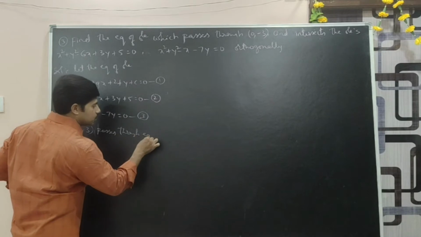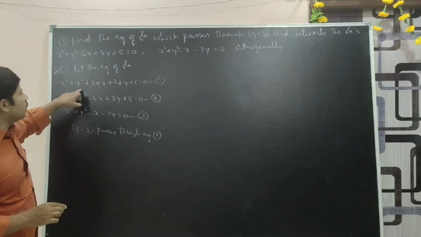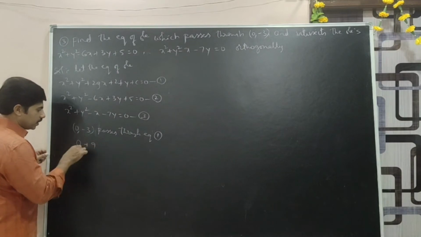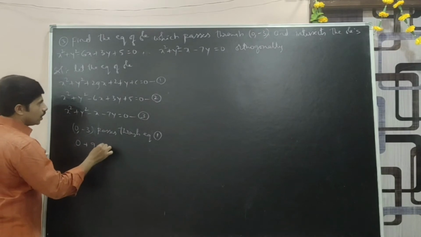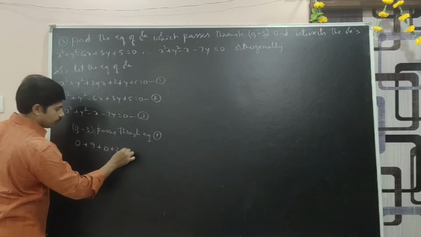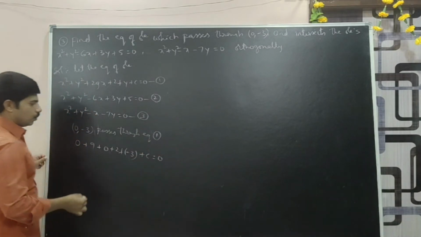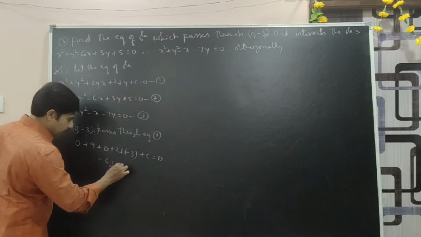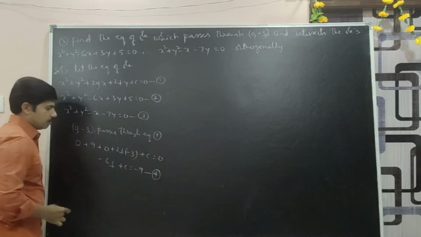Required equation of circle means what? It is equation 1. So 0 comma minus 3, we'll substitute in equation 1. Instead of x and y, we get 0 plus 9, plus 2g into x which is 0, and 2f into minus 3, plus c is equal to 0, right? So now we get an equation, that is minus 6f plus c is equal to minus 9. This is equation number 4.